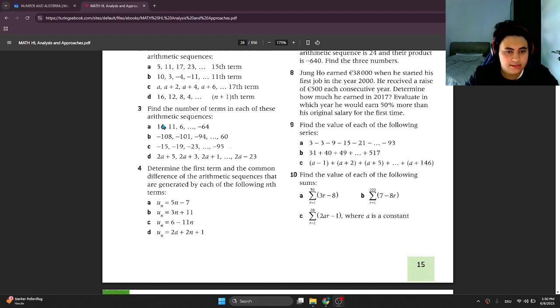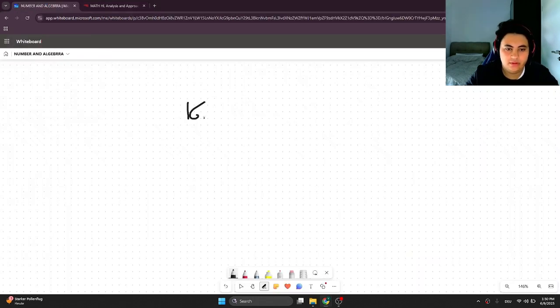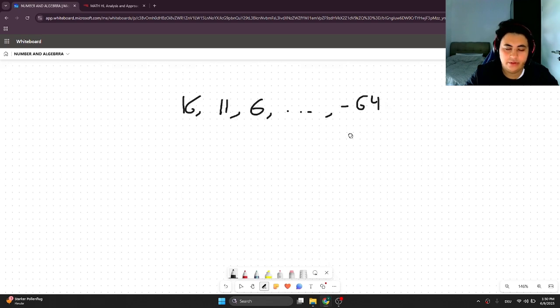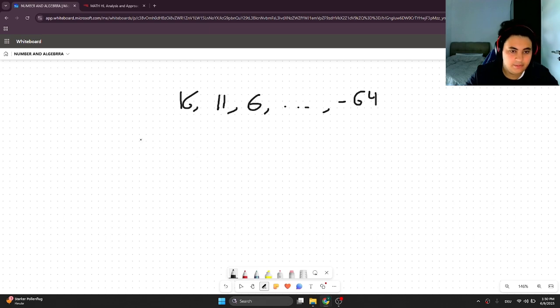The next question says, find the number of terms in each of these arithmetic sequences. We're given arithmetic sequences that go down until the last and final term. Let's take A. We have 16, 11, 6, dot, dot, dot, negative 64. So U1 is equal to 16, then D is equal to 11 minus 6, which is negative 5. You see that this sequence is actually descending.